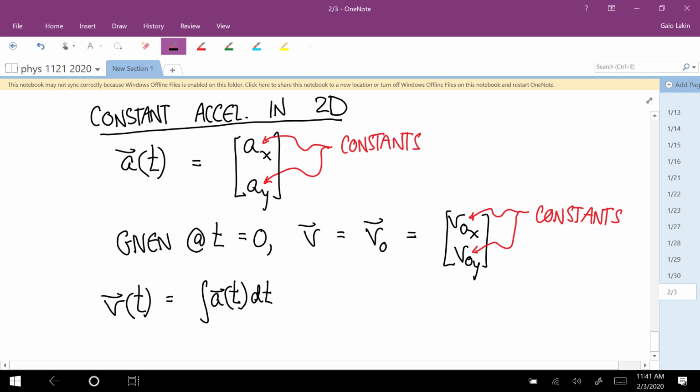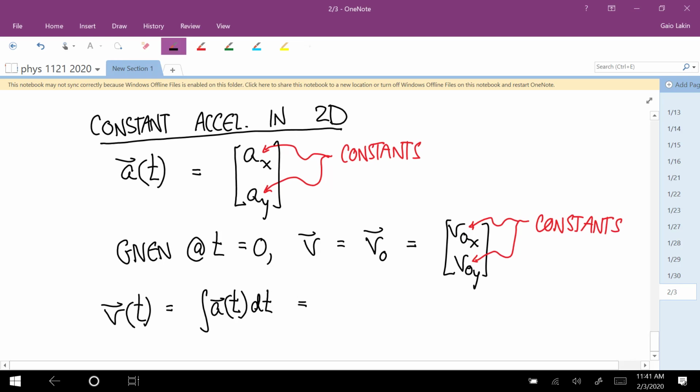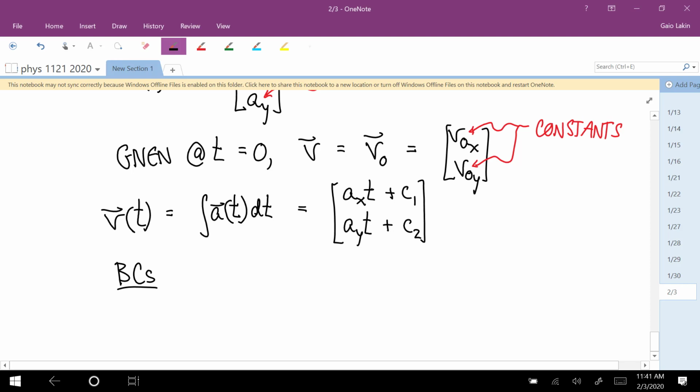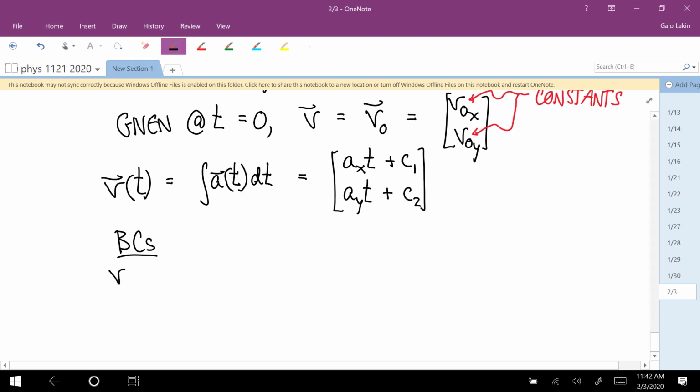So what do you get if you integrate a constant with respect to time? You get axt plus some constant c1, and you get ayt plus some constant c2. And now to find c1 and c2, we'll use those boundary conditions. The boundary condition for the x component says if you plug 0 in for t of this function, the x component of v is v0x. So v0x is equal to this number ax times 0 plus c1. And so c1 is equal to v0x.